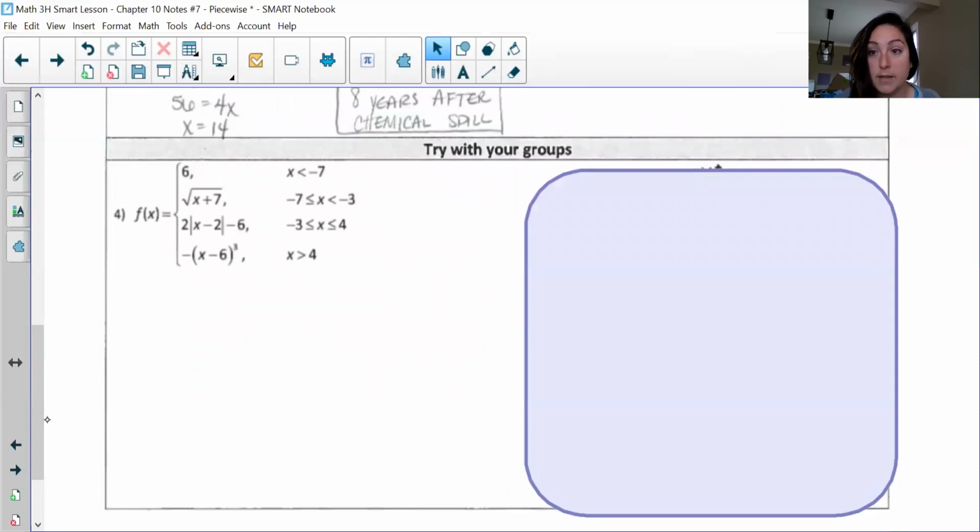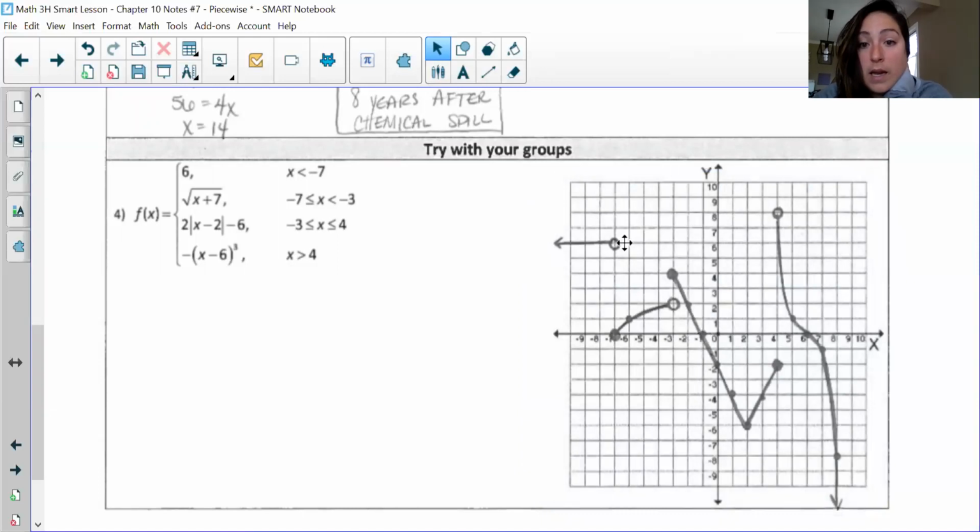All right, and then our last example, graphing piecewise functions. In order to graph piecewise functions, you can use transformations, you can use a table, it's kind of up to you. I personally use transformations because these are all pretty basic transformations. So we have the horizontal line, y equals 6, as long as x is less than -7. And then we have the square root of x, which was shifted to the left 7. So that's between -7 and -3. So we have our function there.